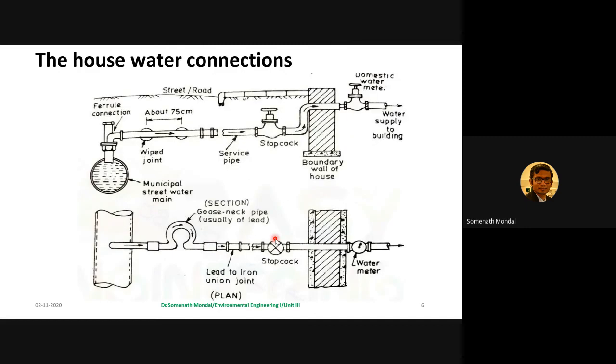Now we'll try to understand in the best possible way. This figure is much better than the previous one. You can see here we have the ferrule connection, then wipe joints, then service pipes, then the domestic water meter, and then water supply to the building. And this is the boundary wall, or foundation of the boundary wall, which we are talking about.